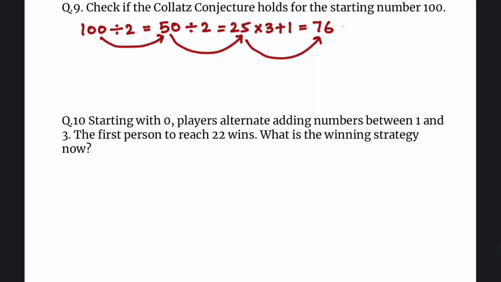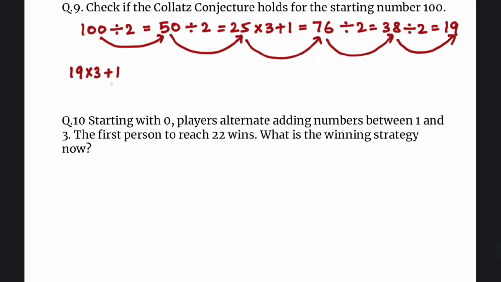76 is again an even number. Divided by 2 is equal to 38. 38 is also an even number. Divided by 2 is equal to 19. Now 19 is an odd number. So 19 into 3 plus 1 is equal to 57 plus 1, 58. 58 divided by 2 is 29. Now 29 is again an odd number. Multiply by 3 plus 1. 87 plus 1 is 88.